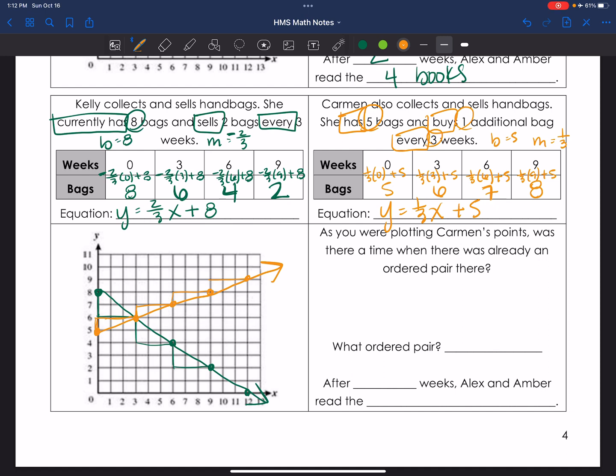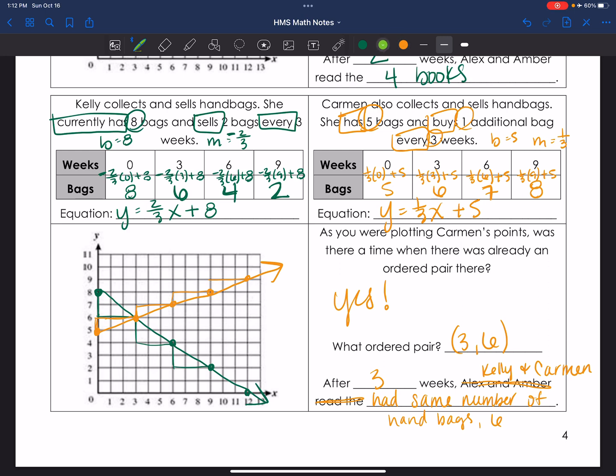And is there a point where they were the same? Why, yes. The ordered pair was 3, 6, which means after 3 weeks, Kelly and Carmen, that's a typo, guys, had the same number of handbags, which is 6.